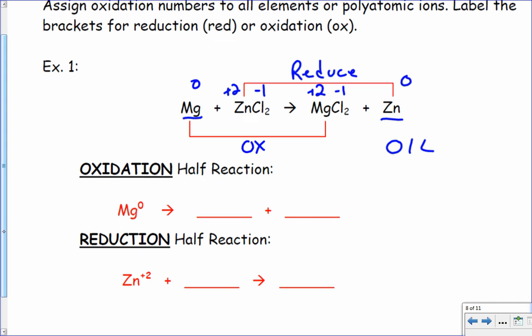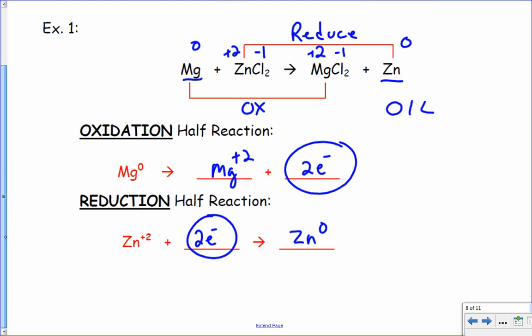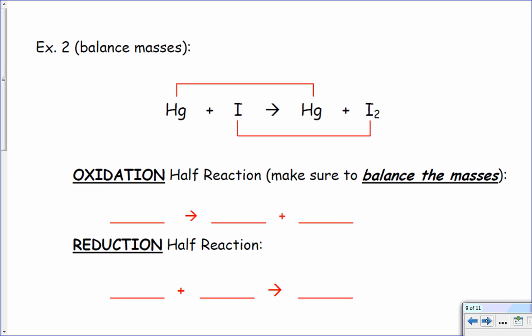Oh, I was supposed to write them out, so sorry. The Mg is going from Mg0 to Mg +2, and it is oxidation, so it is losing 2 electrons. Zn +2 plus 2 electrons goes to Zn0. Now notice the number of electrons is the same. That's good for now, but there's going to be cases where they're not, and we're going to have to balance the equation based on it, of course.